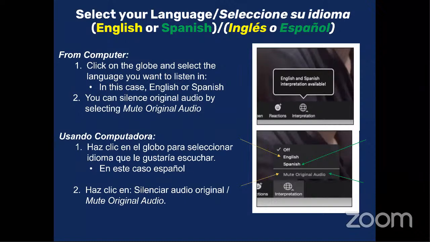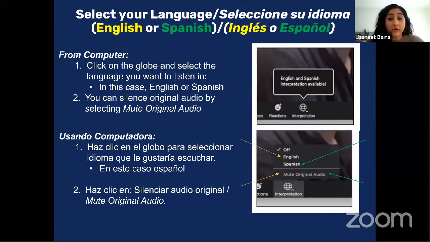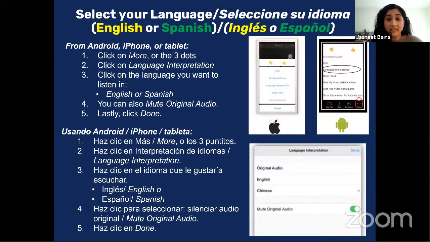Thank you, Roxy. If you're joining from a smartphone or tablet, you will select the More option or the three dots located at the bottom of your screen and follow the same steps by clicking the language interpretation, then selecting English or Spanish, and then selecting Mute Original Audio. Finally, click Done. Roxy, please explain this in Spanish as well.